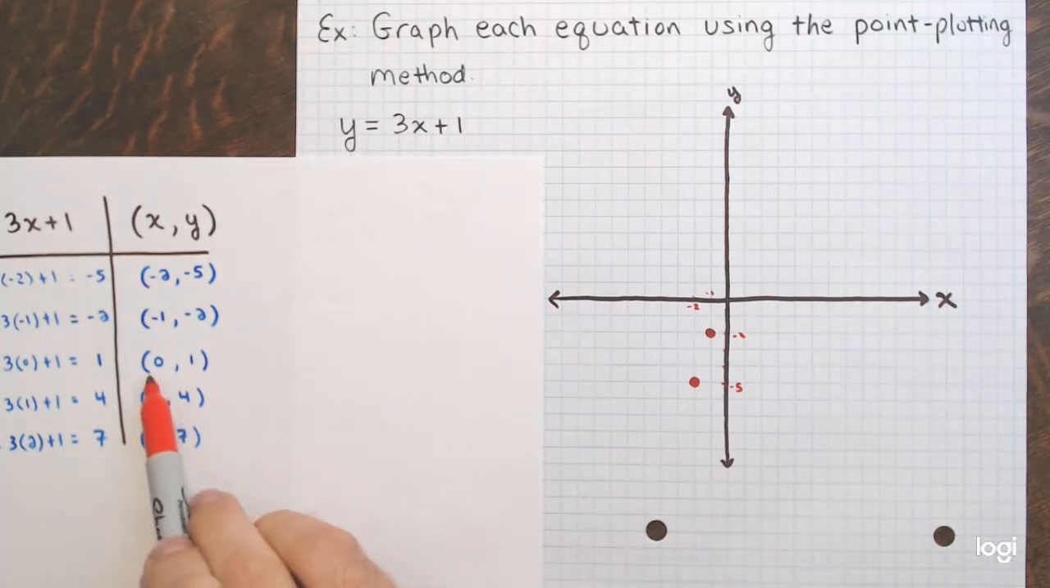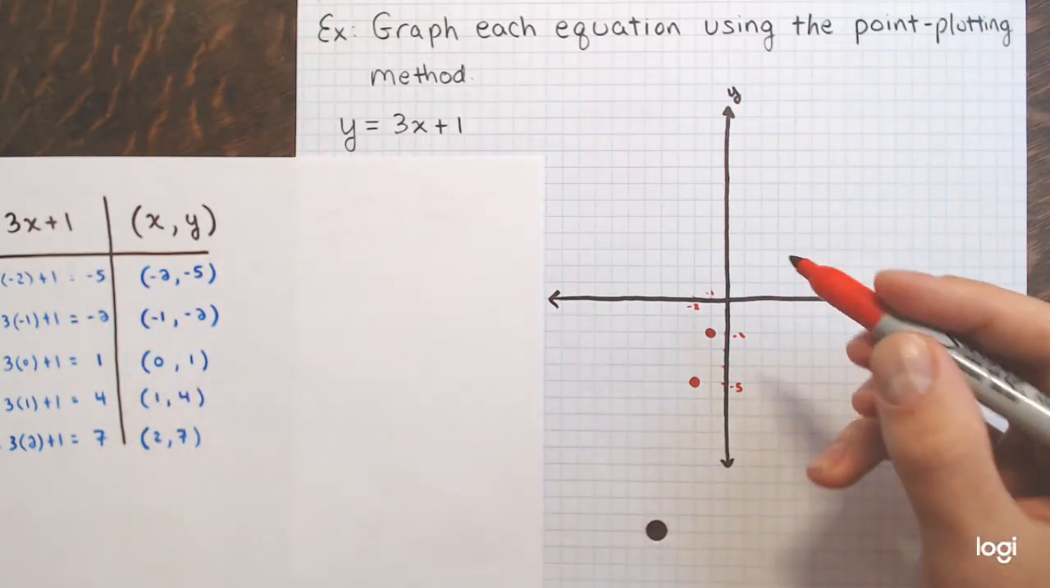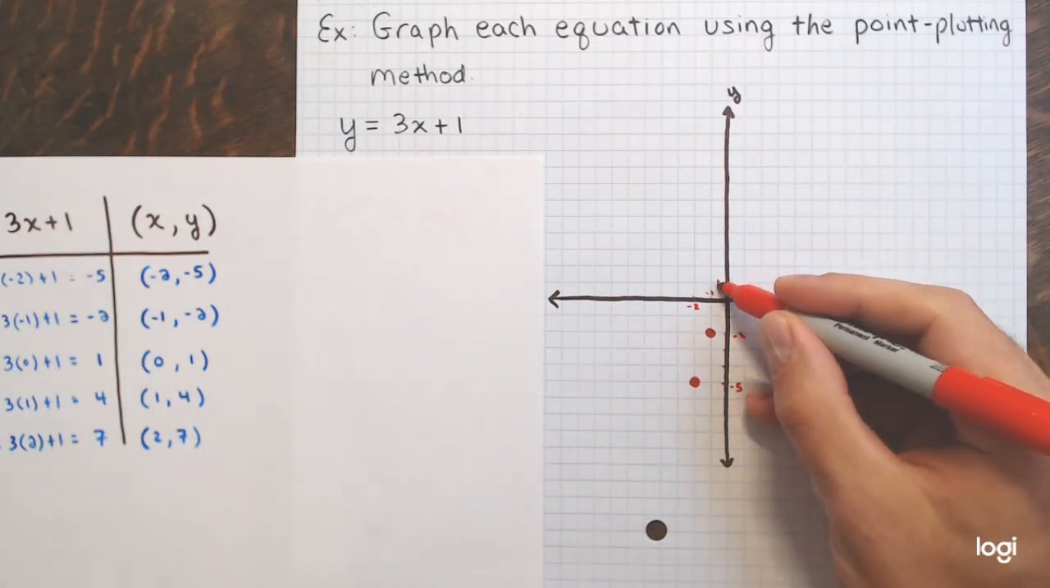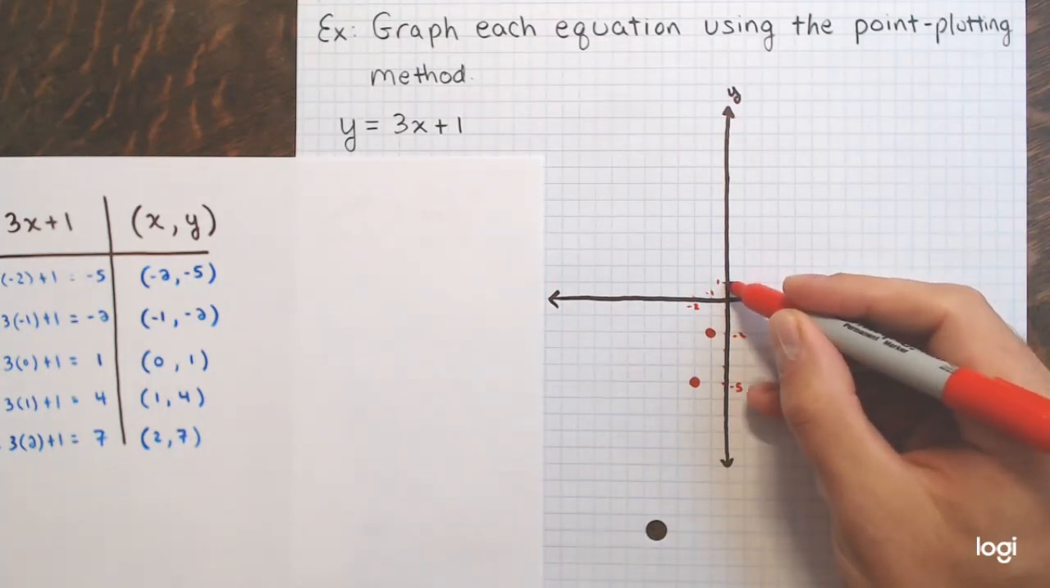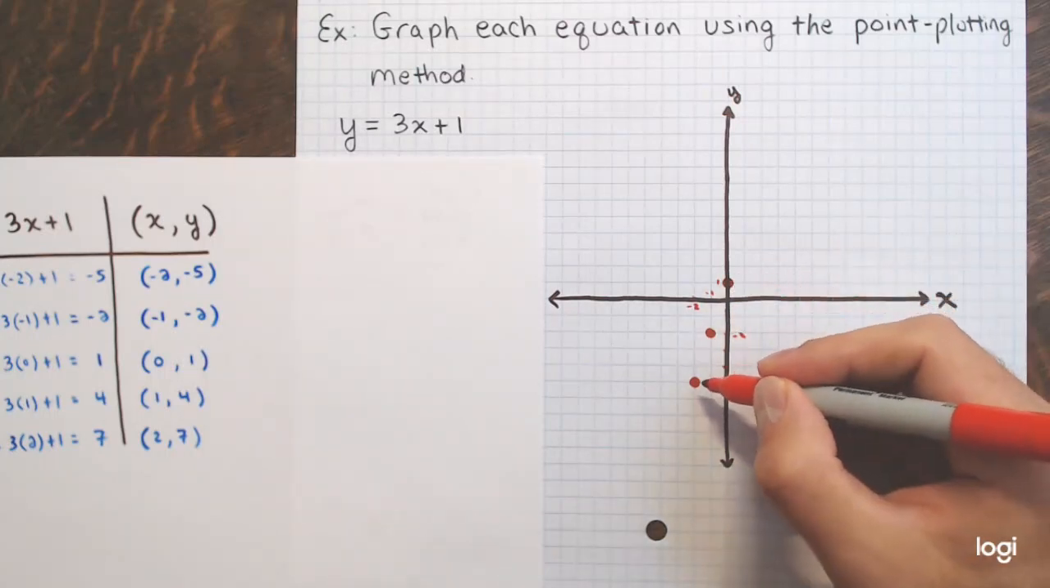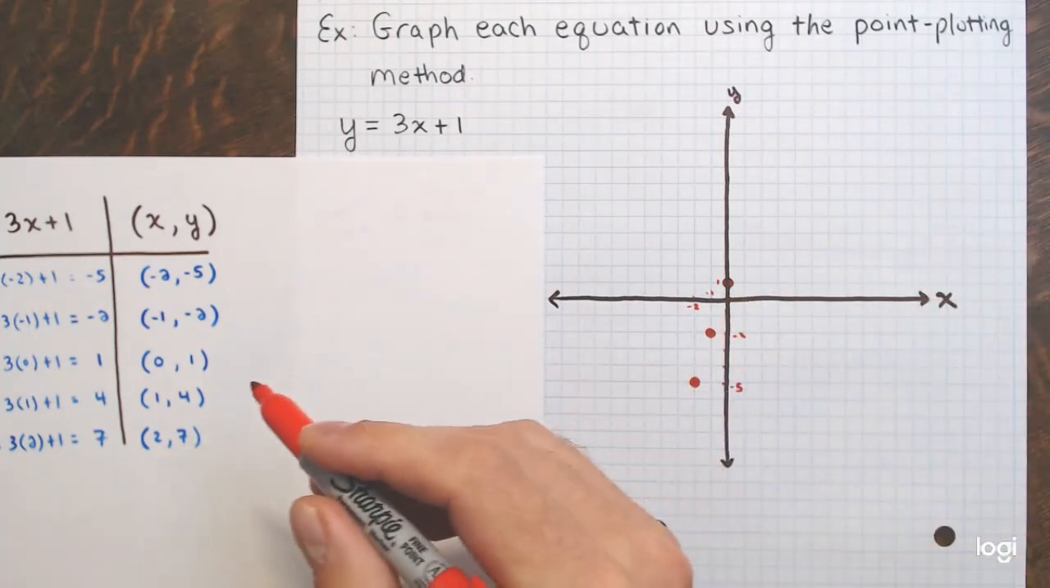The next one, 0 for x, 1 for y. 0 on the x-axis is right in the middle. 1 for y is 1 unit up, and the only point that's in line with both of those is actually on the y-axis. That point right there. So now I have a picture of 3 solutions, and let's get all 5.